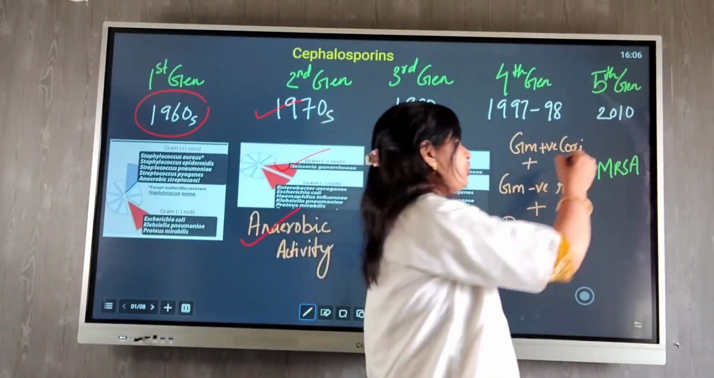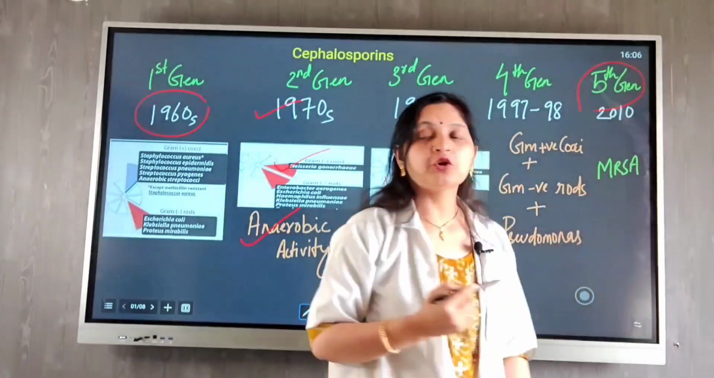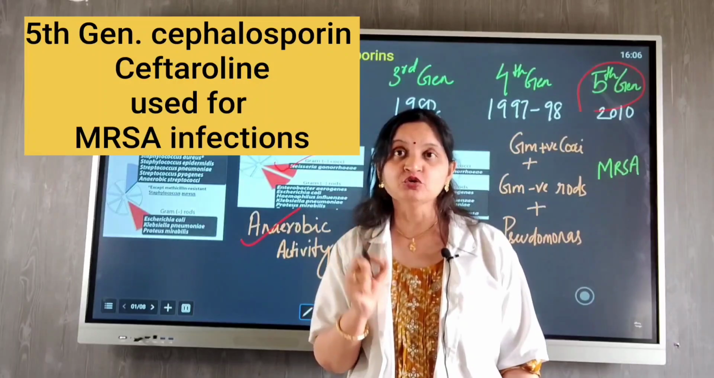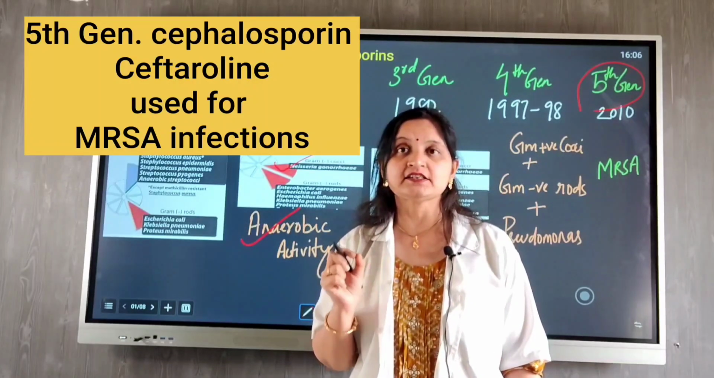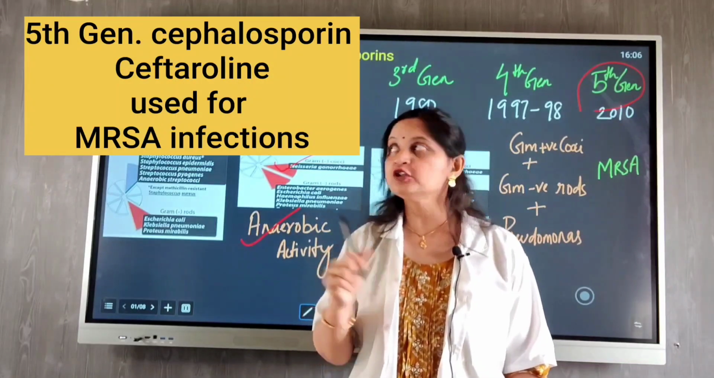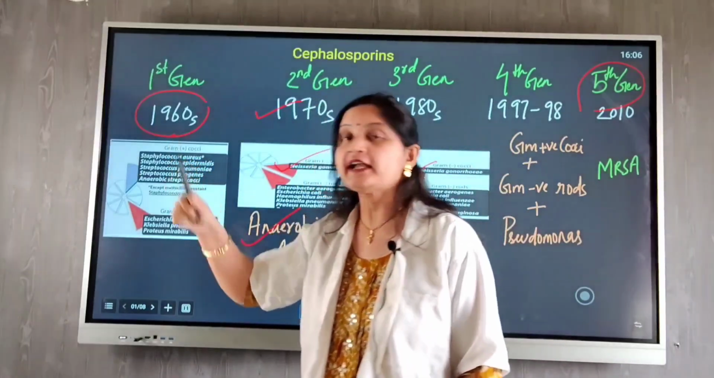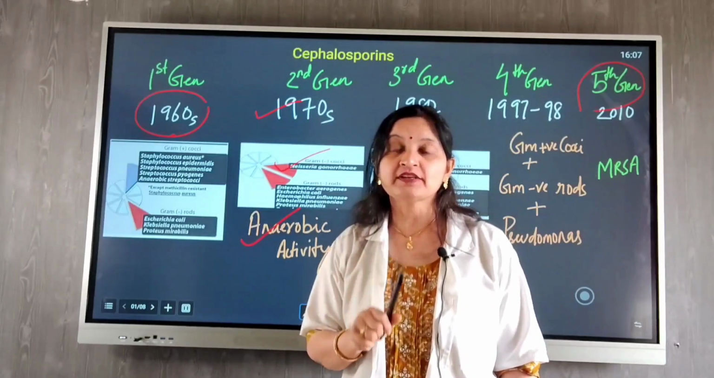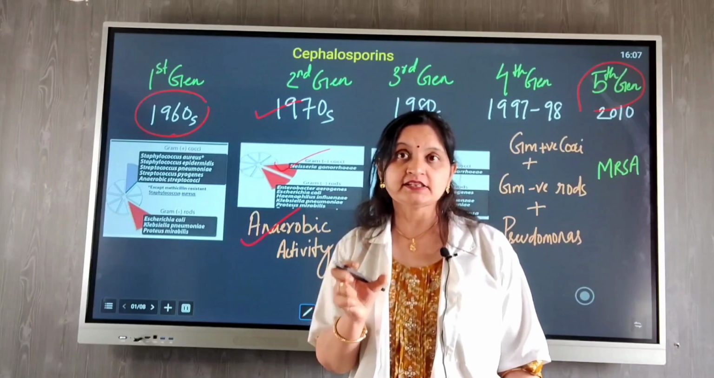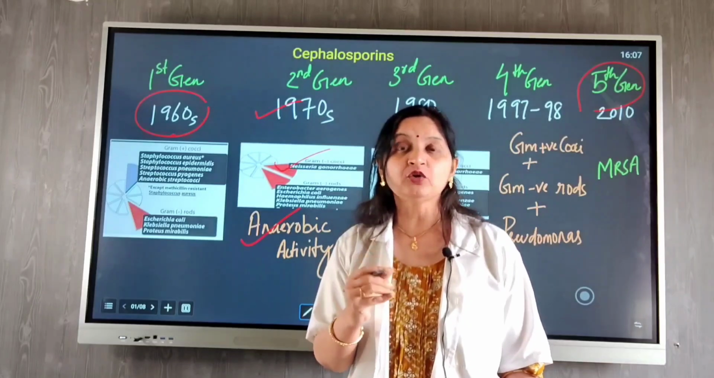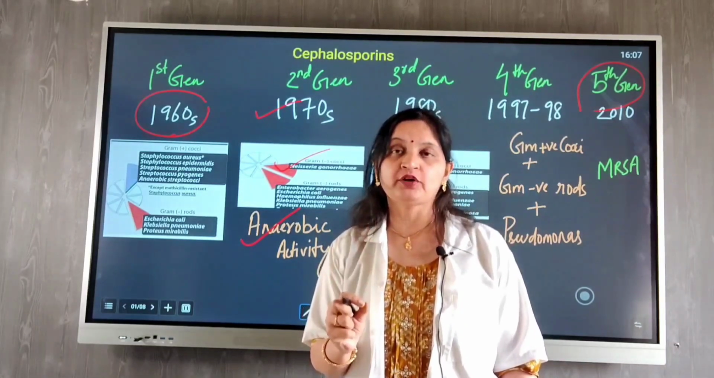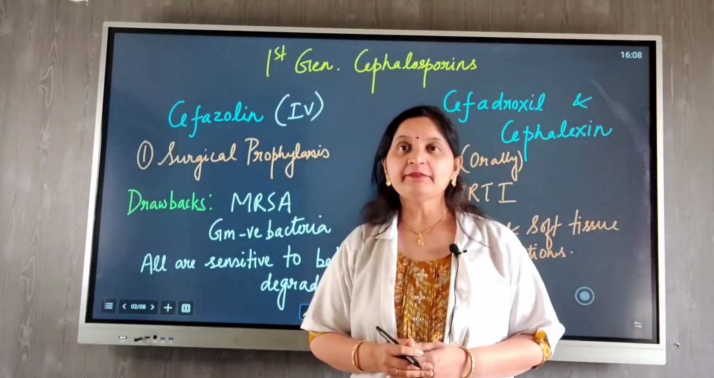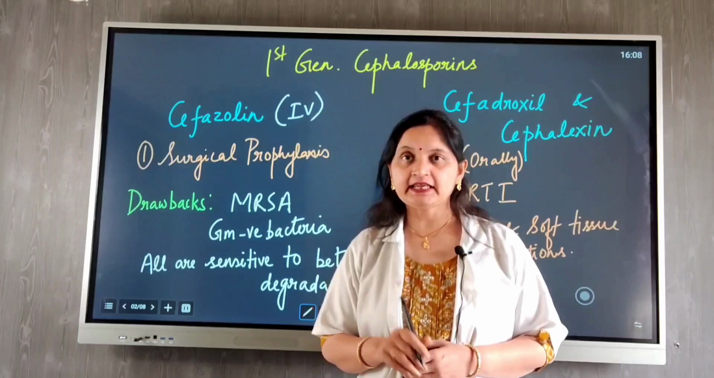Now coming to the fifth generation of cephalosporin, which includes ceftaroline, which was introduced in 2010 and it is highly active. It is used for the treatment of methicillin-resistant Staph aureus infections. So although the first generation of cephalosporin was highly active on gram-positive organisms, it was not active on methicillin-resistant Staph aureus. So methicillin-resistant Staph aureus infections are treated with the fifth generation cephalosporin and the drug is ceftaroline. So based on the antibacterial spectrum, cephalosporin antibiotic is selected.